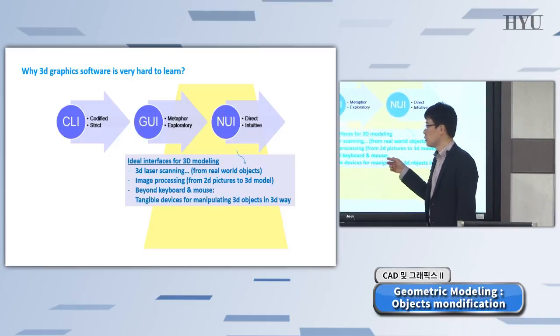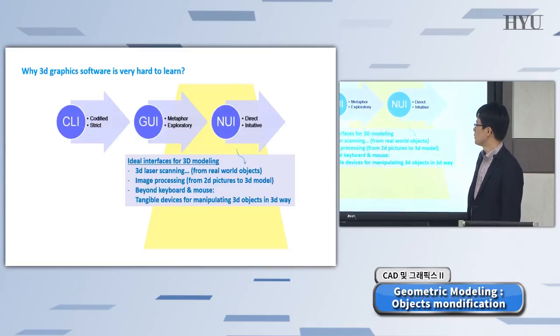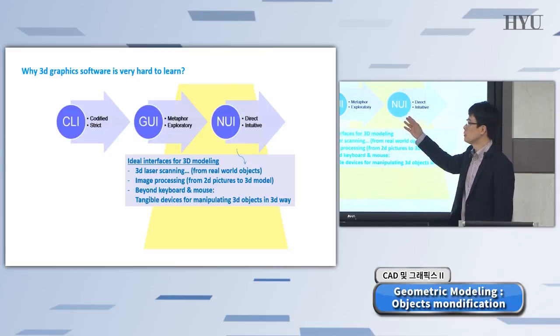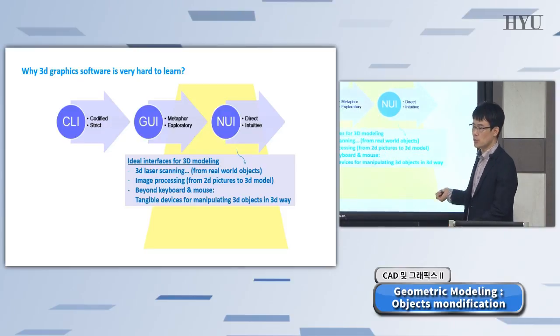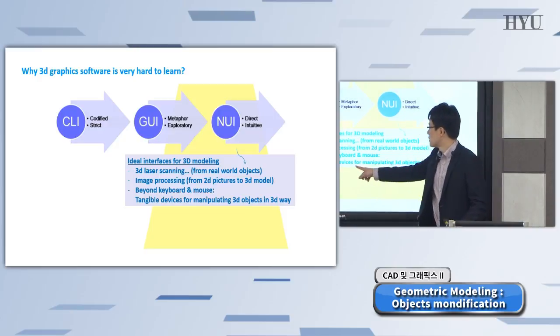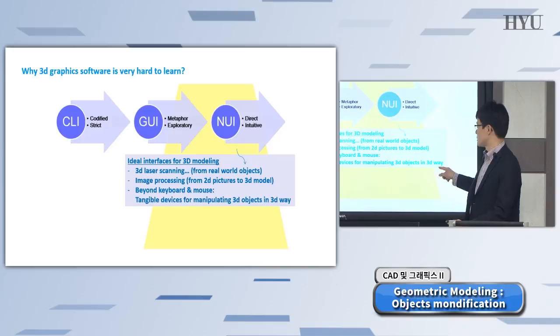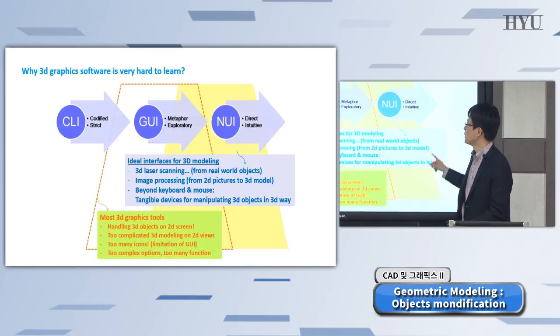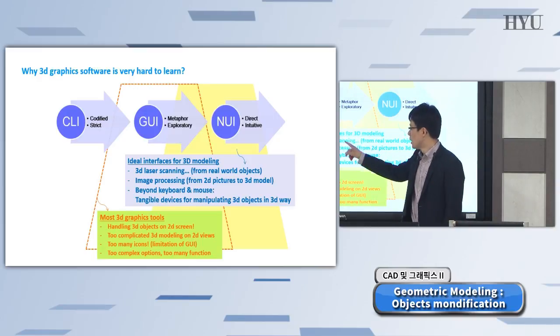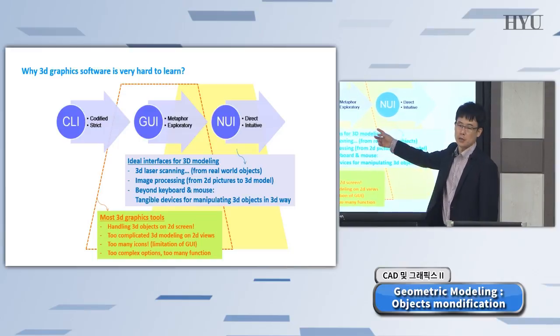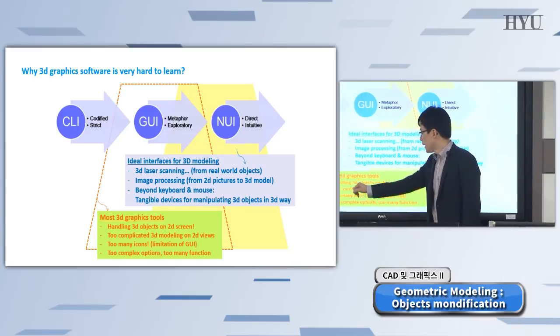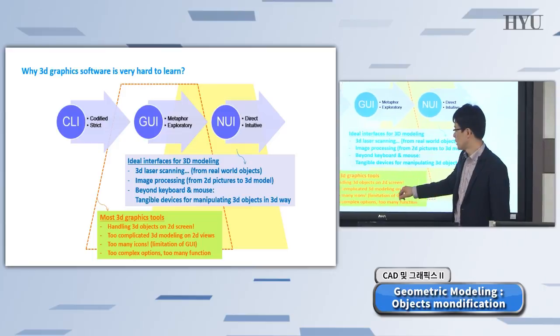Something beyond keyboard and mouse, okay? That is kind of NUI based, something advanced from GUI. When you use a GUI, you have to control a 3D object on a 2D screen, okay? So tangible devices for manipulating 3D objects in a 3D way, that is ideal, okay? This is the ideal 3D interface. But in reality, we use 3D graphics tools in a GUI or partial CLI, handling 3D objects on a 2D screen.